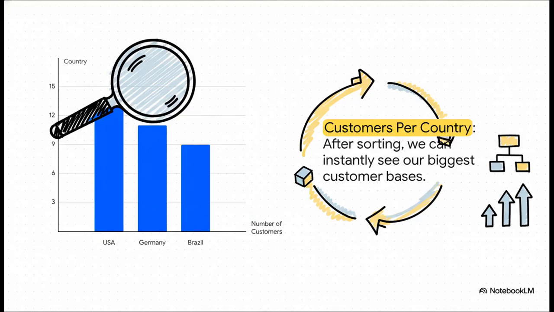And once that data is sorted, visualizing it becomes incredibly powerful. A simple bar chart like this tells a story instantly. You don't have to read the numbers anymore. You can just see your biggest markets at a glance. So remember, grouping and ordering, they're the first steps to making really great charts.